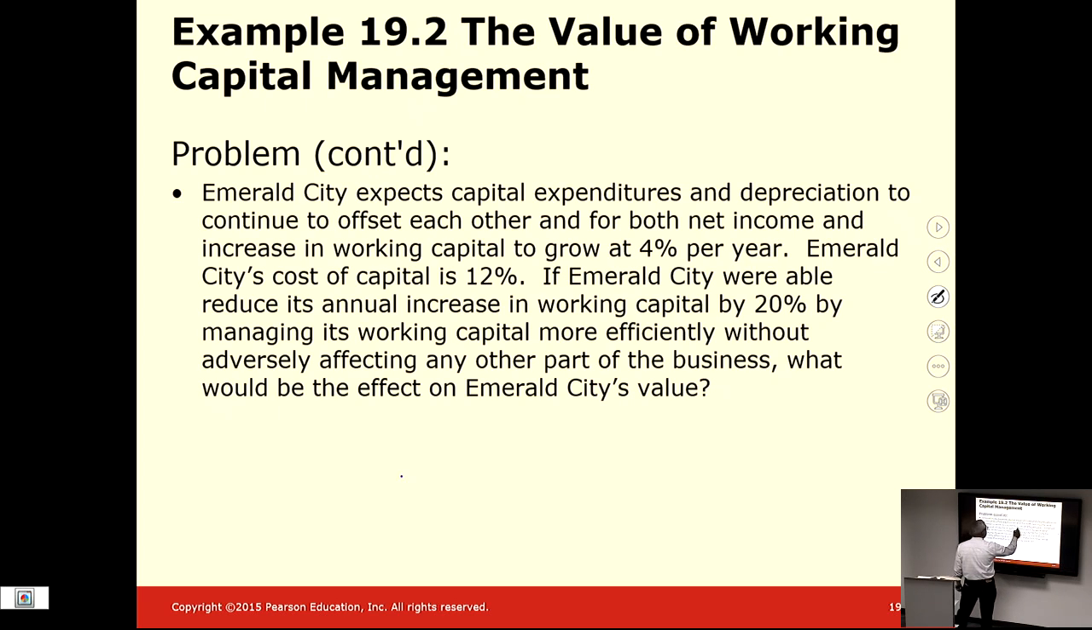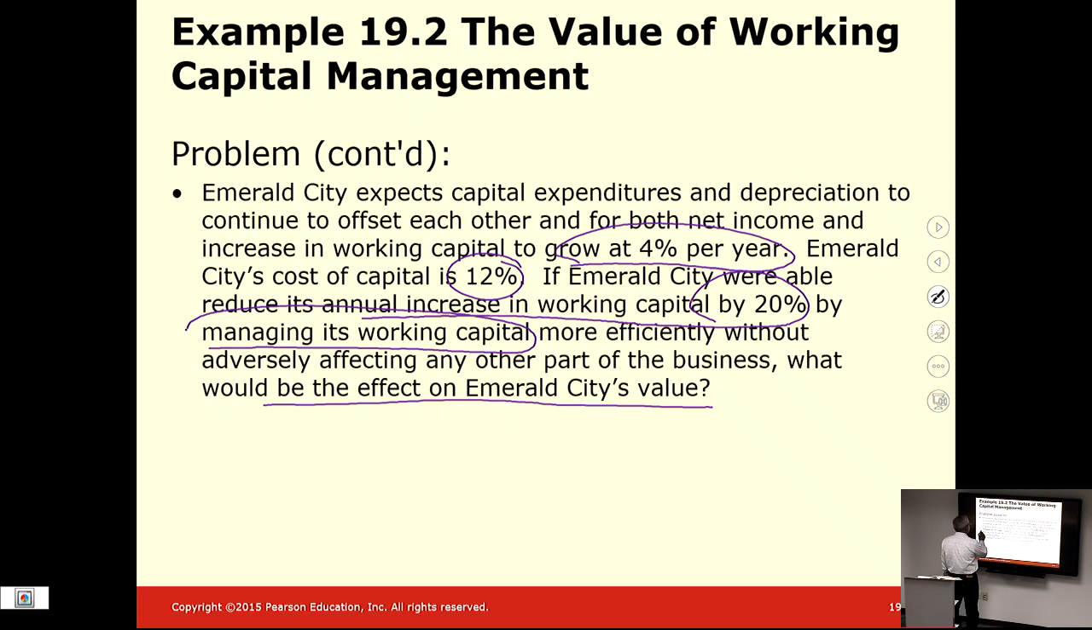So increases in net working capital grow at 4% per year, and the company's cost of capital is 12%, and it wants to reduce its net working capital by 20%. What will be the impact of this on the company's value? In other words, if it is more effective in managing its working capital, how will that impact the value of the firm?